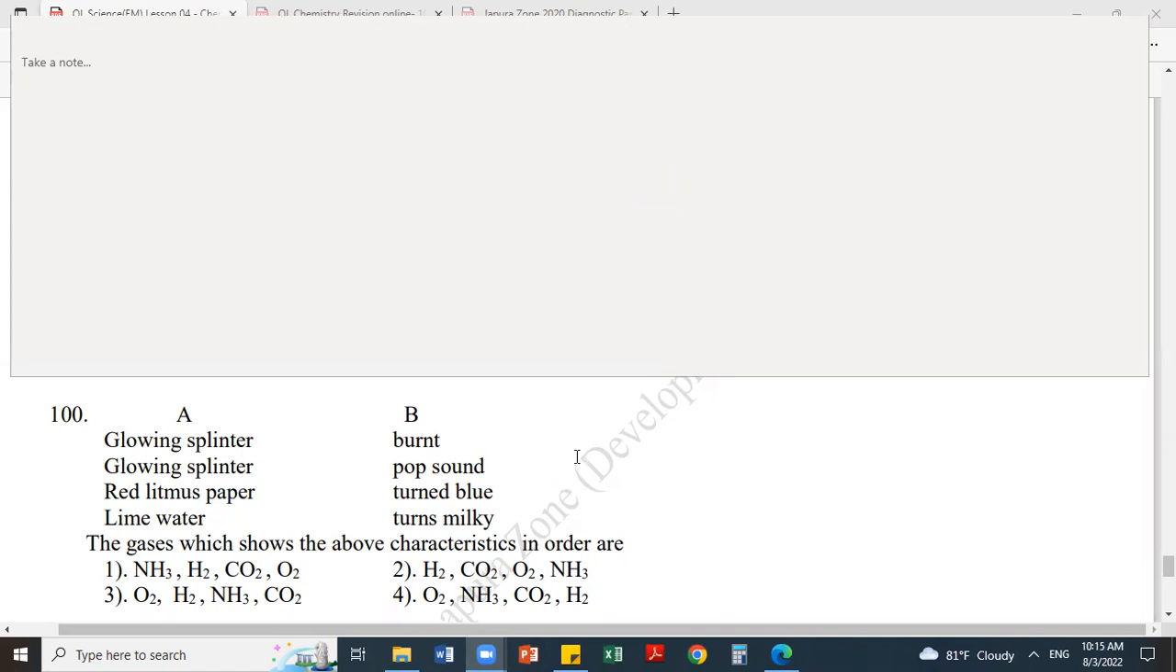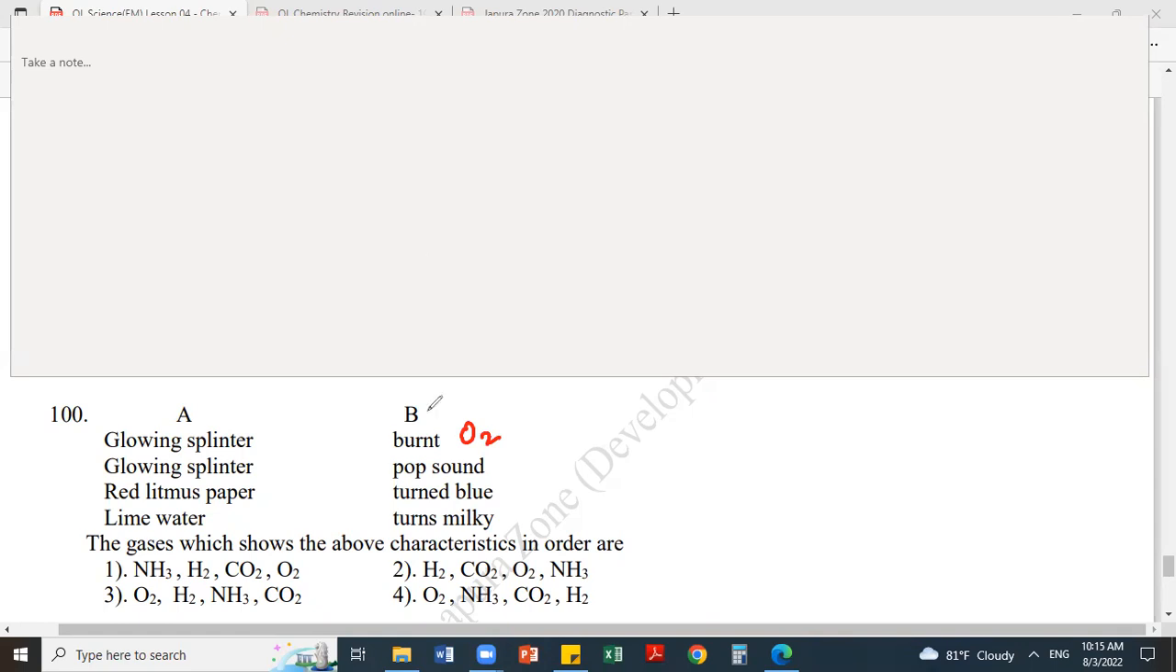In front of each, you can write what it is. Then you can easily get the answer. Chanul also gave the answer. Very good. The glowing splinter gets burned, that means it relights or rekindles. The answer is oxygen. Okay, I'll go one by one. Don't look at the answers.